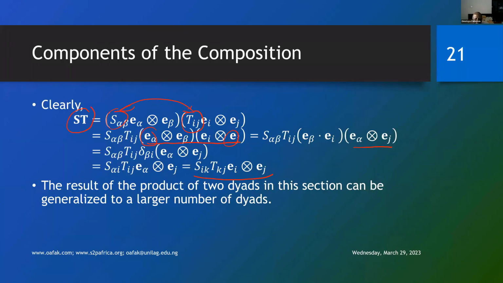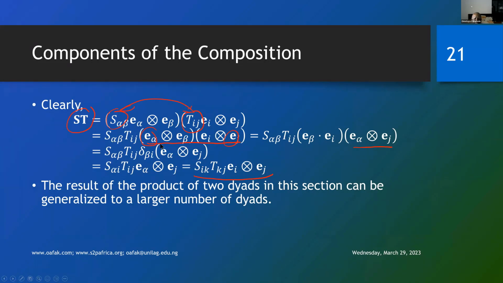Because of the result we have just got, we can easily form the components of any composition. Let us say you do S and T. You know that S is simply S_αβ e_α ⊗ e_β, and T is simply T_ij e_i ⊗ e_j. If you take S_αβ and T_ij, which are scalars, out of it, you are now left with composing e_α ⊗ e_β and e_i ⊗ e_j. And you know that to compose this is simply take the dot product of the two near ones, which gives you δ_βi, and then e_α ⊗ e_j.